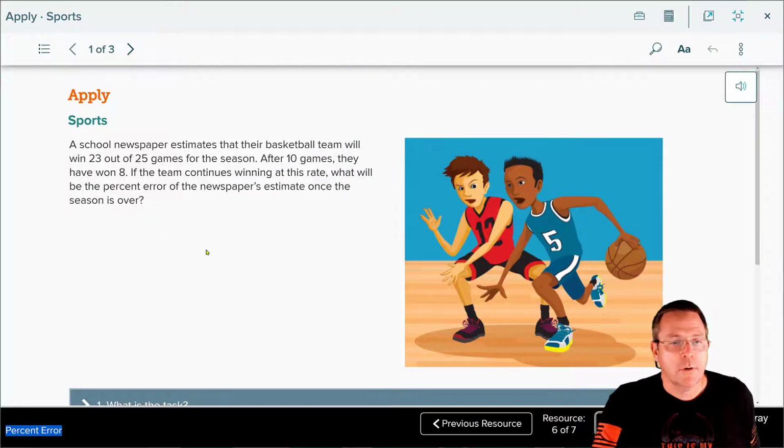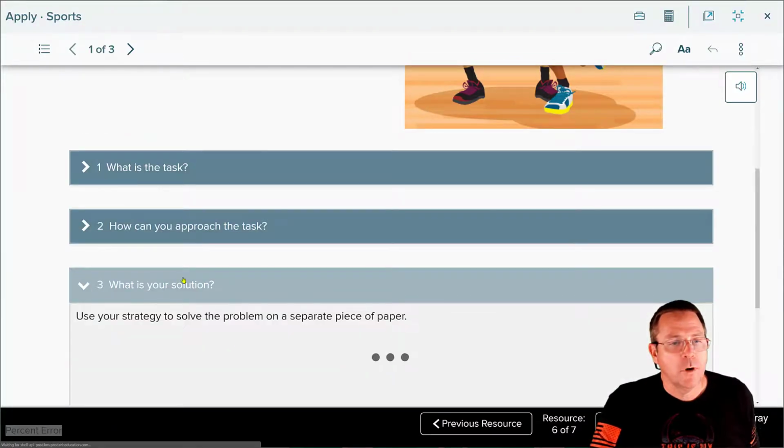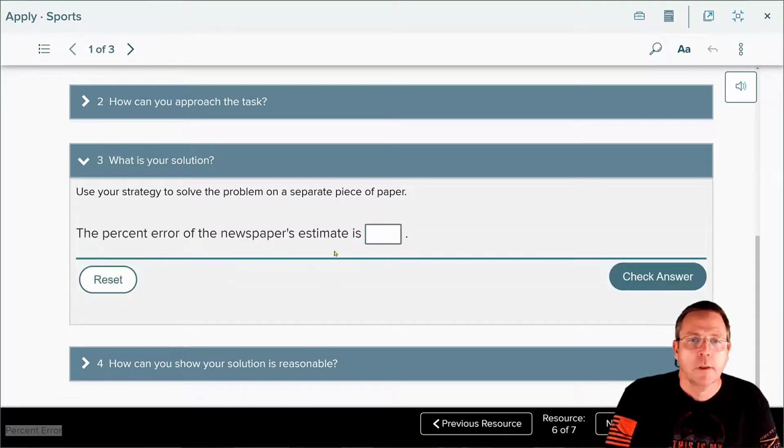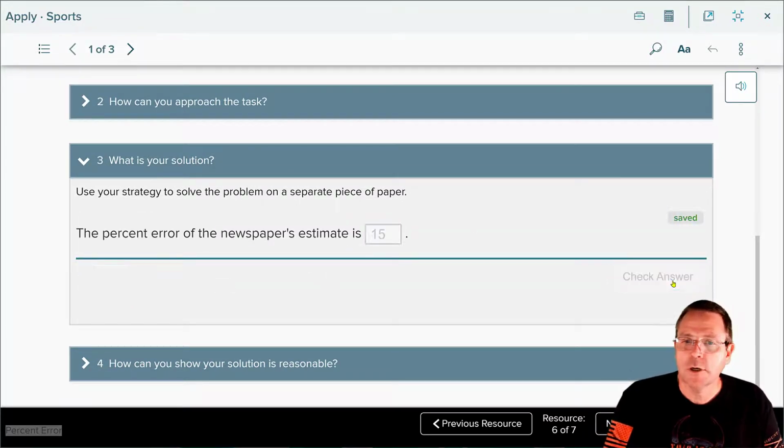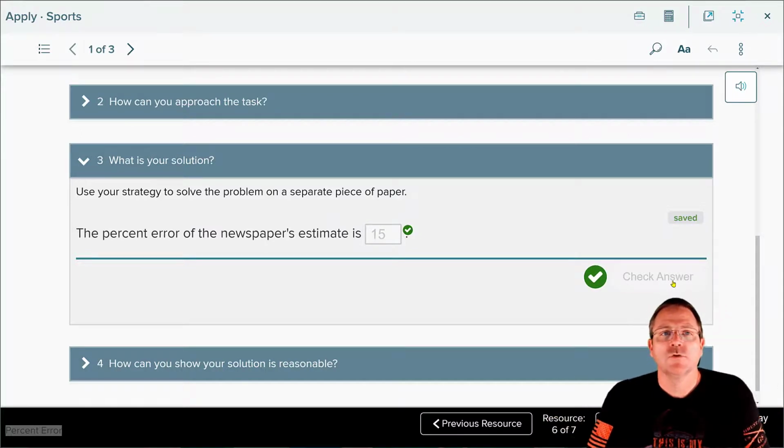Go back to our answer key here, and what is the solution? The percent of error is going to be 15%. Check our answer, and the answer checks.